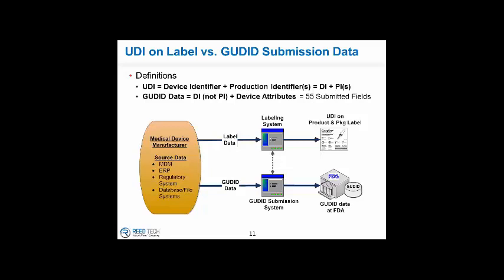So that's the upper rung in this diagram, the labeling system. And then independent of that, although there's about 12 to 15 shared fields, there's a second requirement that you submit data about your product to the FDA. That is stored in this Global Unique Identification Database, GUDID.